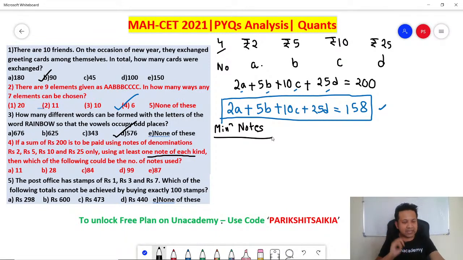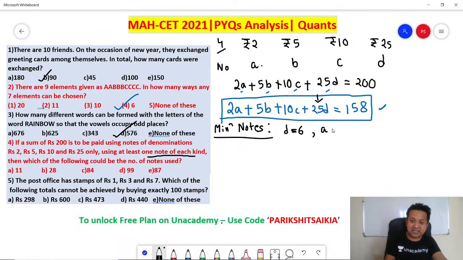Correct? Now think about it. If you have to use minimum notes, you will use the highest currency note. If there was one 158 rupee note, I would have used that. But here the highest currency is 25. So the maximum I can use is 6, right? Why? Because if D is 6, 25 into 6 is 150. And in that case, I need 8 more.